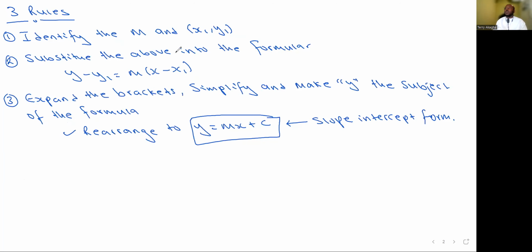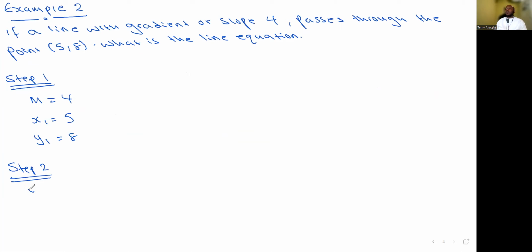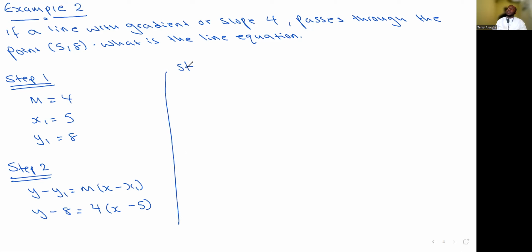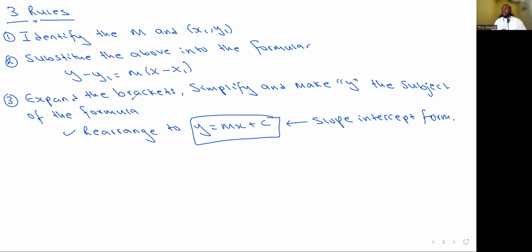Step 2, we're told to substitute the above into the formula. Y minus y1 is equal to m times x minus x1. So let's go. It's going to give us y minus y1 is equal to m times x minus x1. So give you y minus 8 is equal to m is 4, 4 times x minus 5. Step 3, what was told now is that we have to then expand the bracket, simplify, and make y the subject of the formula.